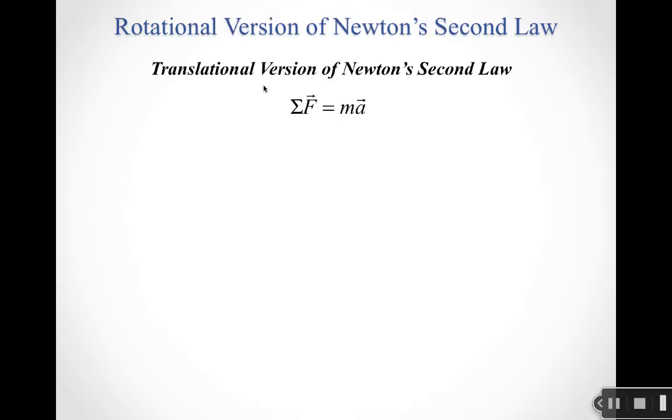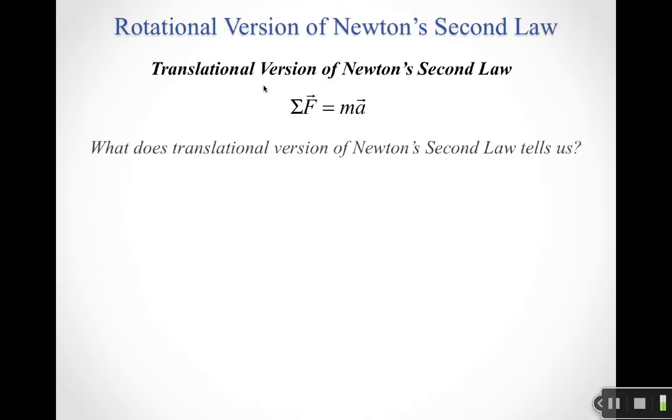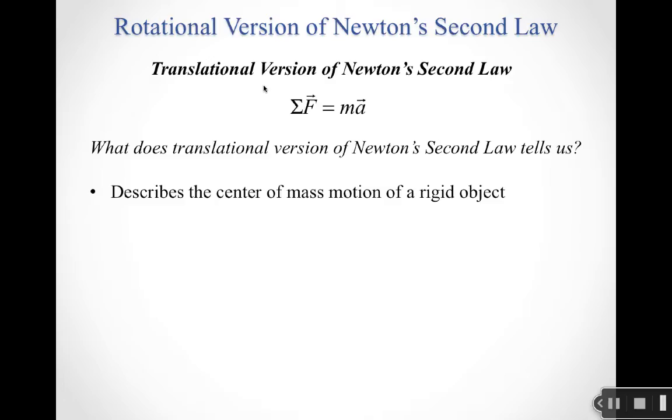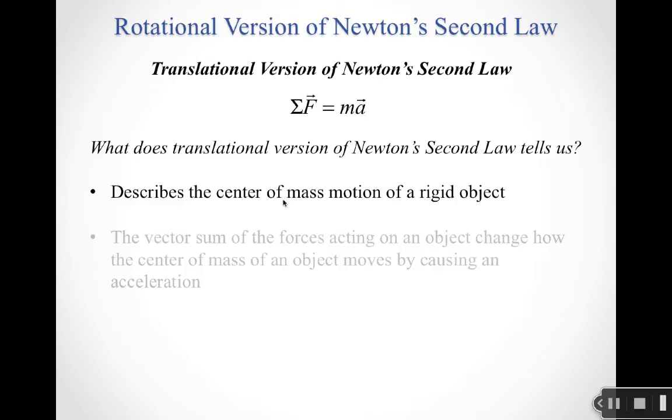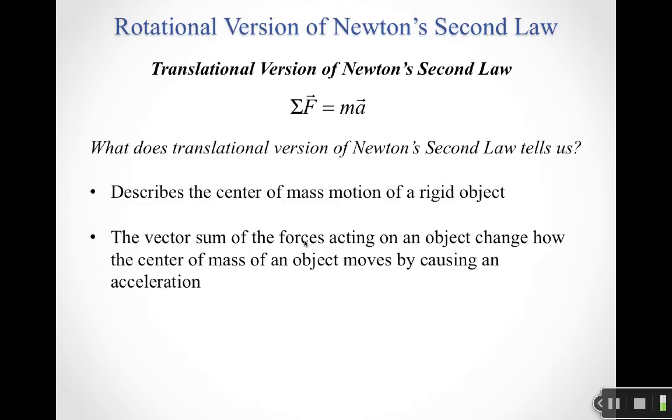Up until now, we've basically been able to treat every object we dealt with as if it were a point particle. And so what this particular equation has told us is that it basically describes the center of mass motion of a rigid object. So if you can act like your object is simply a point particle, then the only thing that's moving around is the center of mass. And that's the way we've treated everything, because our free body diagrams up until now, we've drawn everything as a single point.